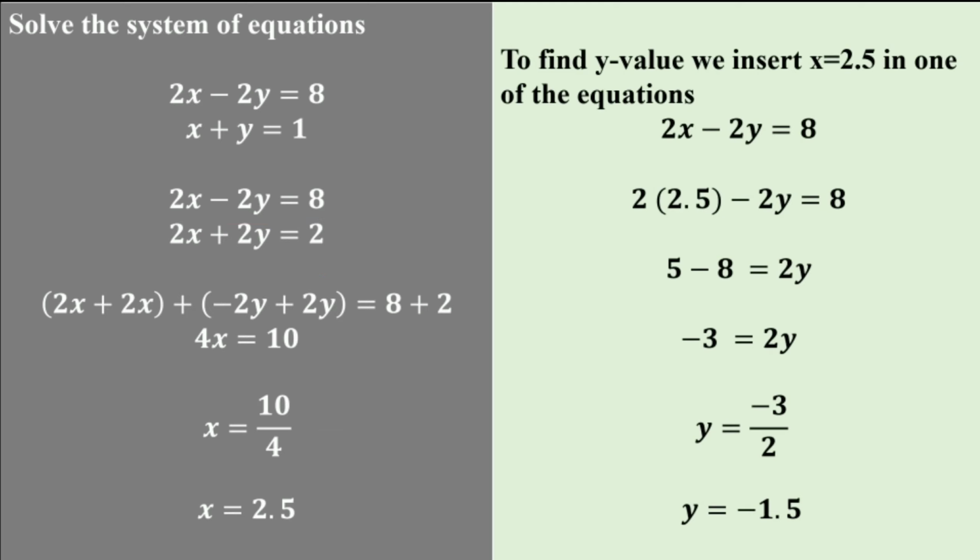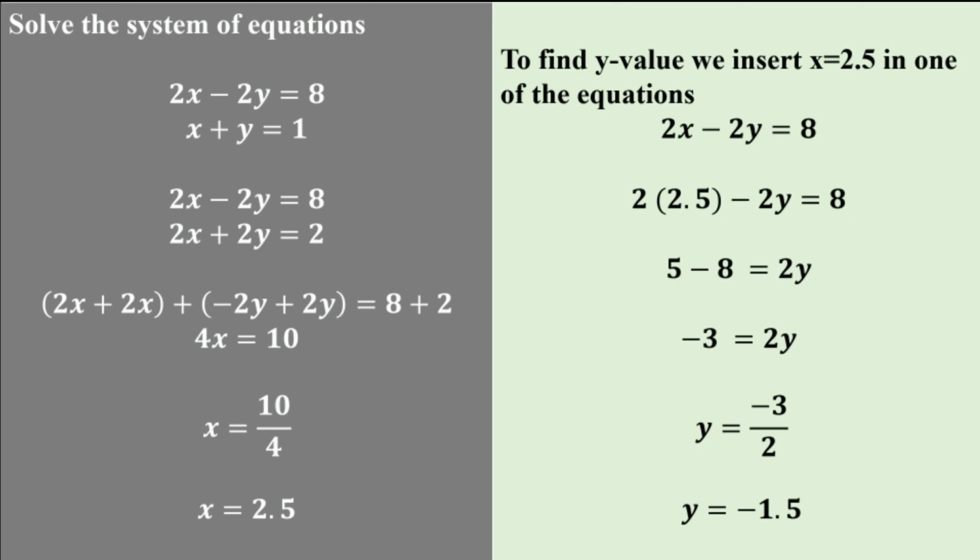Now we attempt to add our system of equations. We start with the x terms on the left side, 2x plus 2x, then the y terms, minus 2y plus 2y, and finally the numbers on the right side, 8 plus 2. So 2x plus 2x is equal to 4x, minus 2y plus 2y cancels, and 8 plus 2 is equal to 10. So 4x is equal to 10. Therefore, x is equal to 10 divided by 4, which is 2.5. So the value of x is 2.5.